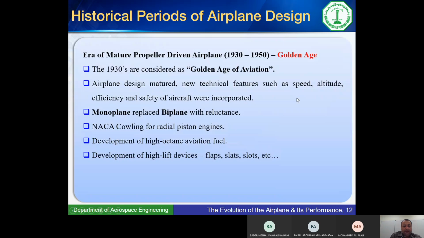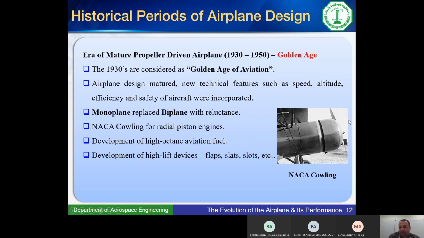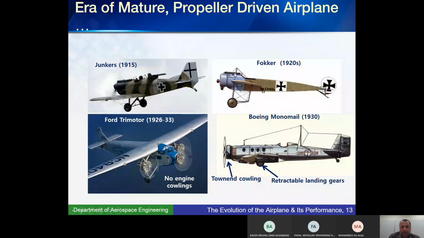Okay, but NACA developed a set of experiments on different types of cowlings, proving that they reduce the drag. So newer modern aircraft started to use these cowling covers of the engines. Okay, improvements in the fuel, improvements in high lift devices. So here is the introduction of the cowling to cover the engine and reduce the drag. So it became commonly used in aircraft in between the two world wars.